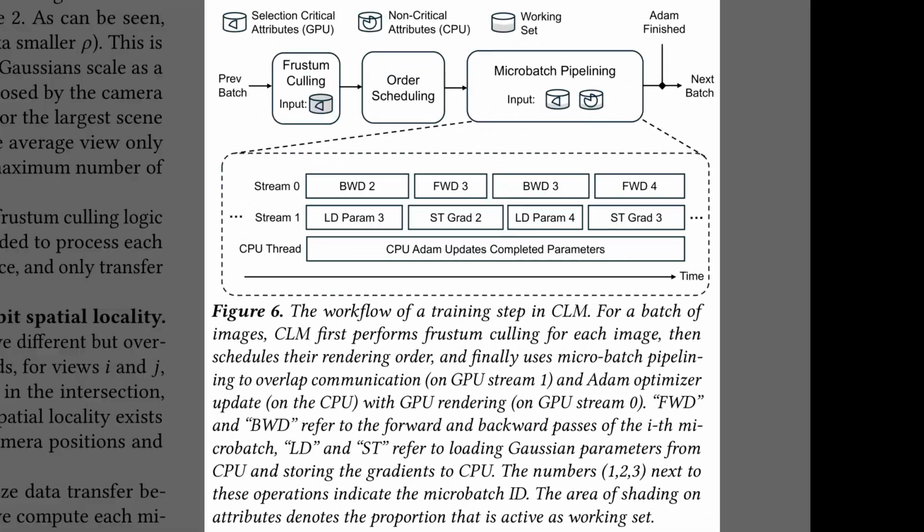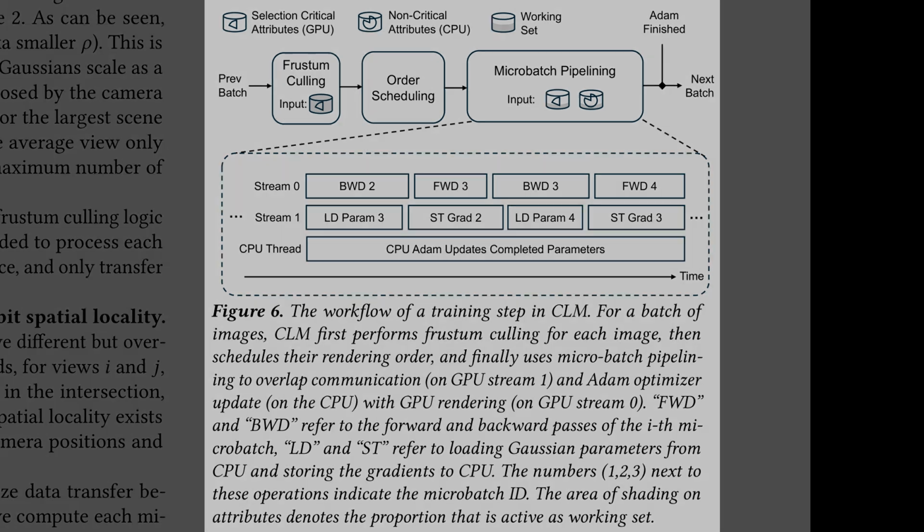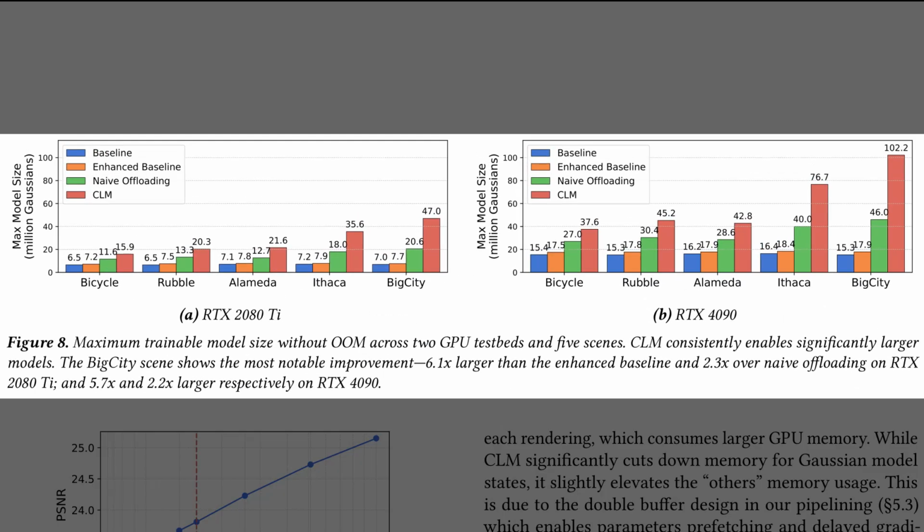Alright, Figure 6 lays out the training workflow that turns memory limits into a scheduling problem. The diagram shows 3 stages: frustum culling to pick in-frustum Gaussians, order scheduling to cluster similar views, and microbatch pipelining to overlap transfers with compute. The dash panel illustrates 2 GPU streams and a CPU thread that run in parallel, so loading parameters and sending gradients overlap with forward and backward passes. This overlap is what trims communication time while keeping throughput high. So, Figure 6 covered the workflow.